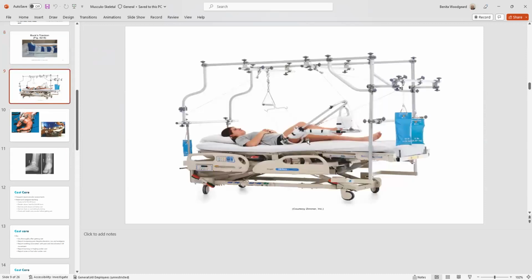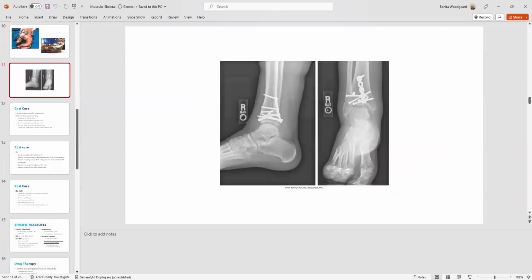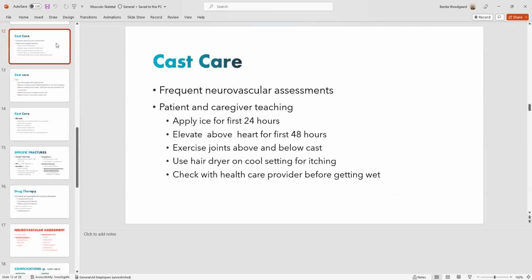This is external skeletal. So she's got probably pins here, and you can see that they're attached and pulling that down. This is an internal fixation where they have nails and screws kind of holding a bone back together again. So just be familiar with all those different types of modalities that they use.